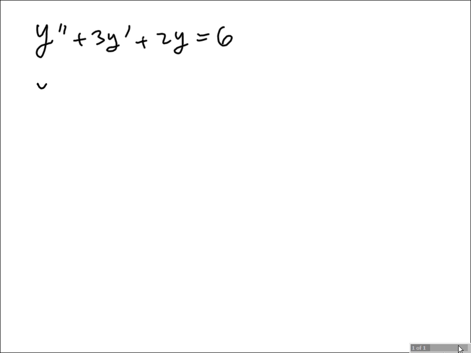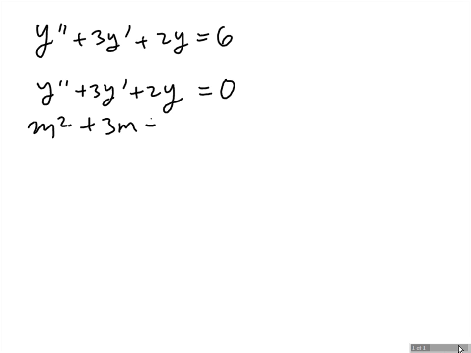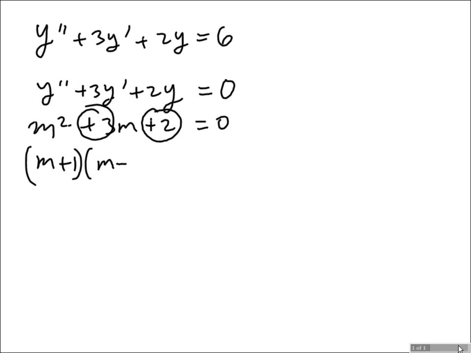Well, step one is to solve the homogeneous equation. That is, instead of equals 6, we say it equals 0. So this problem is from the section before. We just go m squared plus 3m plus 2 is equal to 0. I want two numbers that multiply out to 2 and add up to 3. 1 and 2 do that. So it's m plus 1 times m plus 2 equal to 0.